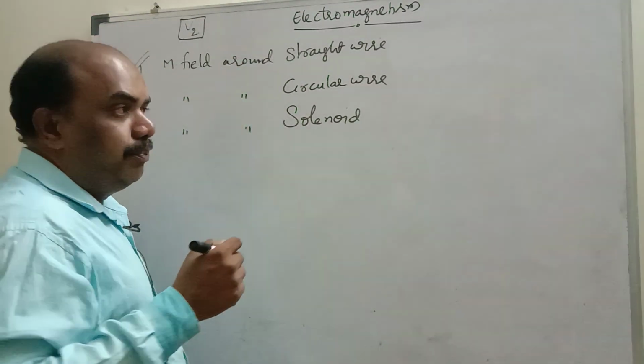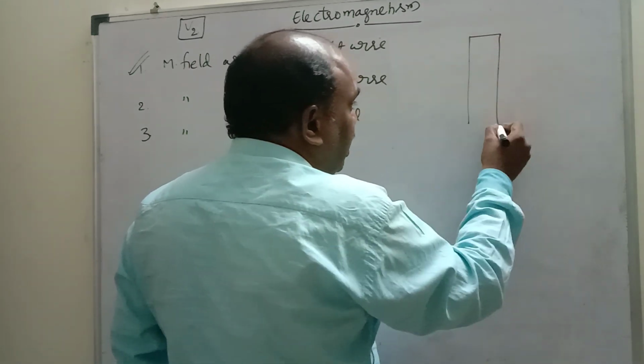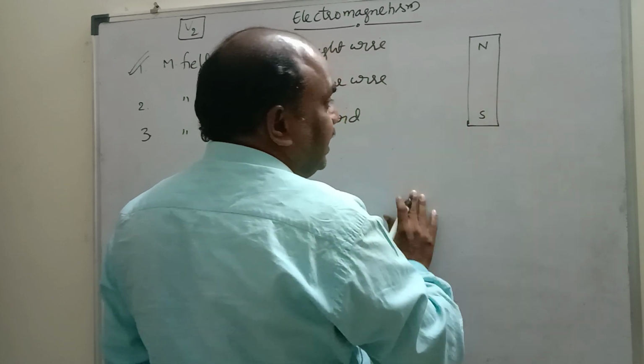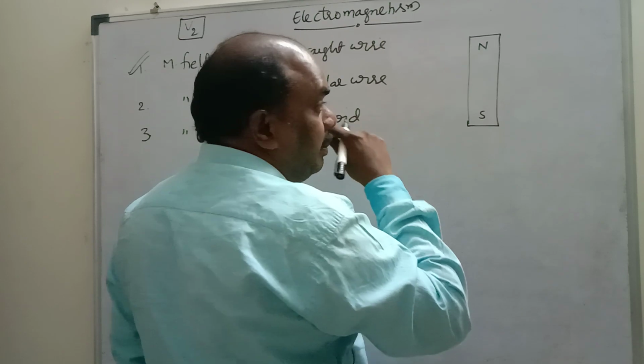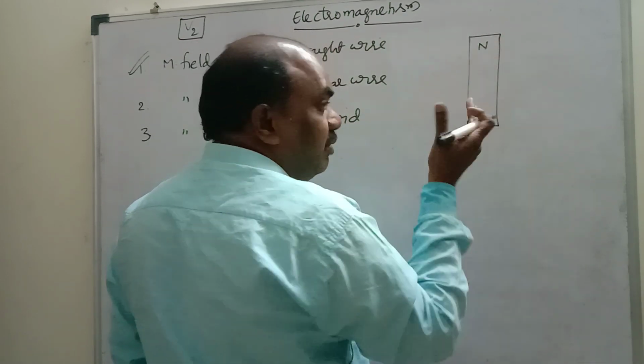Next, solenoid. Before going to solenoid, once again I will remind you, this is a bar magnet. Magnetic poles are always situated just inside the magnet. Magnetic poles do not exist at the edges, just inside the magnet. A bar magnet is a solid, so what is happening inside we cannot see.